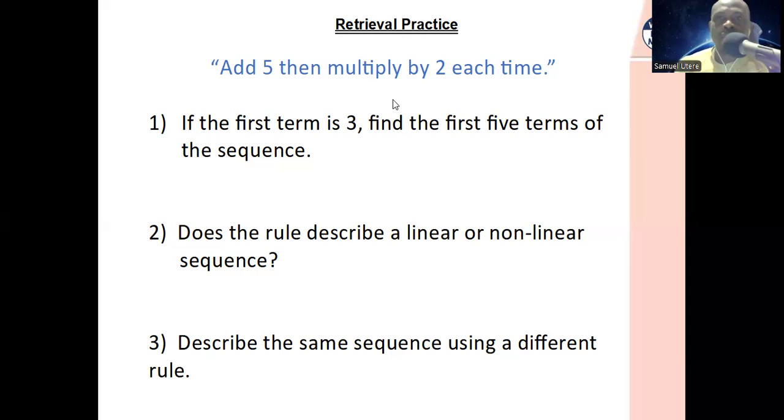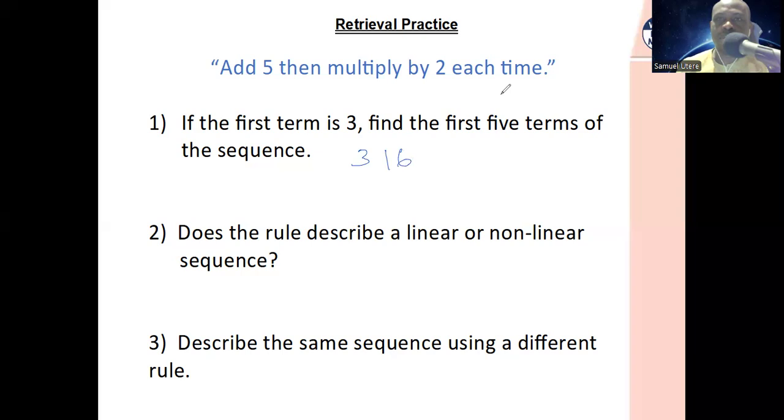Okay, the first one we're told to add 5, then multiply by 2 each time. If the first term is 3, find the first 5 terms of the sequence. Okay, I'll just do a couple of them and then I'll show the answers. So we add 5, then multiply by 2. If the first term is 3, if we add 5 to 3, that will be 8. 8 times 2 will be 16.